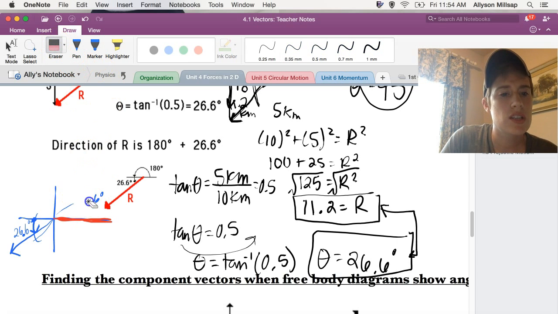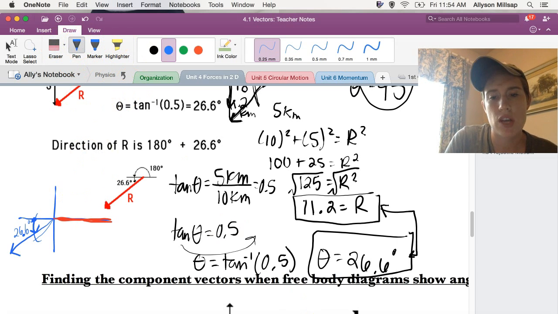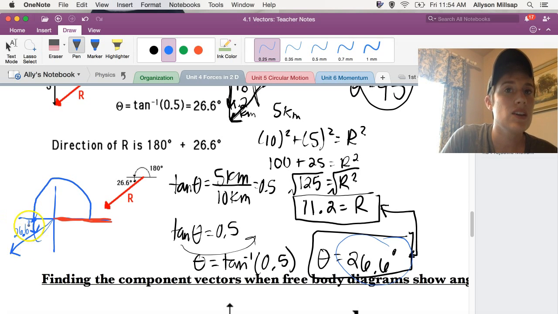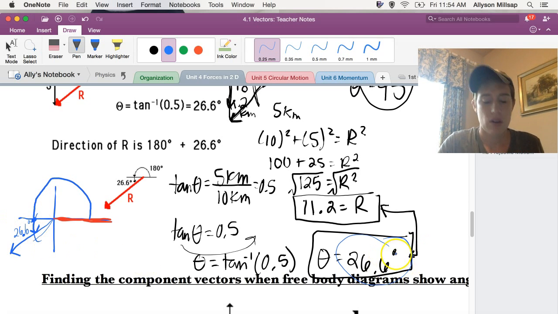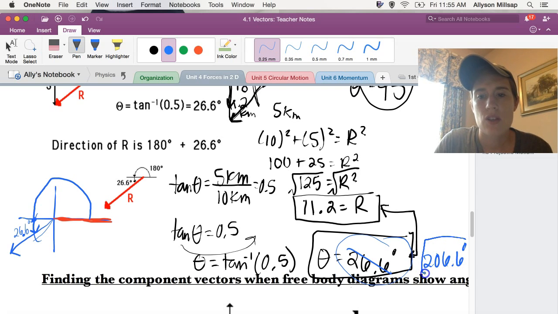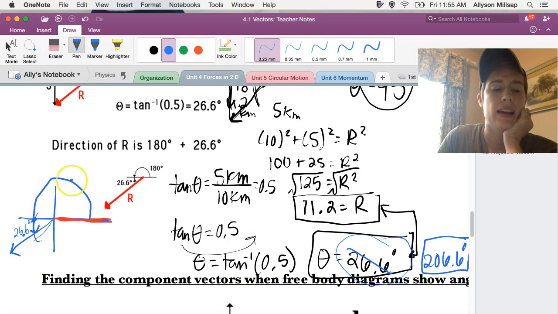So it just takes a second for you to double check. Does this number make sense? Well, not really. What I need to do is actually go 180 degrees and then go my 26.6 degrees. So I'm going to just add that number to 180. And then I get 206.6. So really, it's 206.6 degrees. So just check your answer and see if you need to add 180 degrees to it, depending on where you're at.